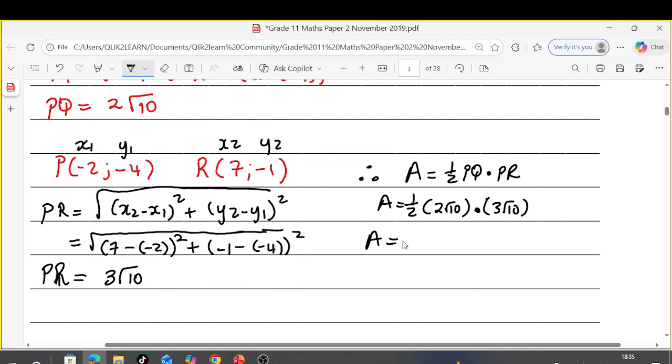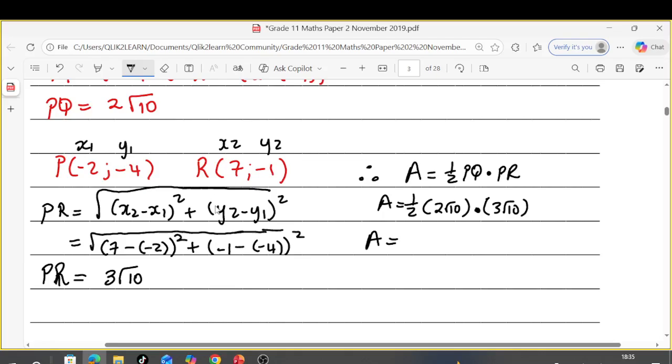Into 2 root 10. Guys, I won't accept anyone in the lesson, so that when we say don't come late, they'll understand what we mean when we say don't come late, because they know.